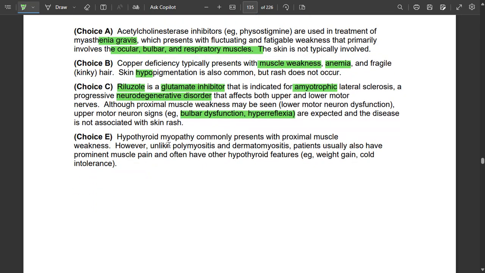Hypothyroid myopathy commonly presents with proximal muscle weakness. However, unlike polymyositis and dermatomyositis, patients usually also have prominent muscle pain and often have other hypothyroid features.